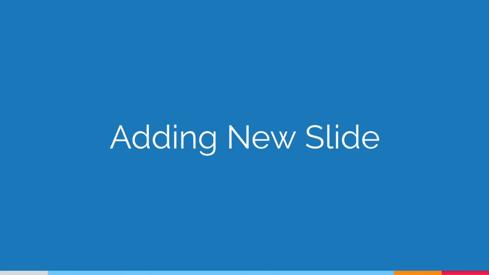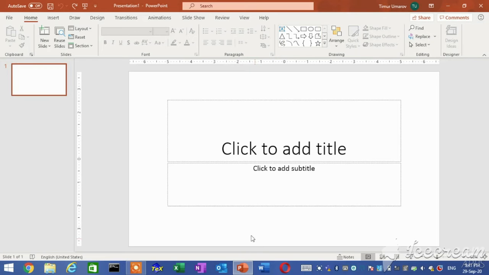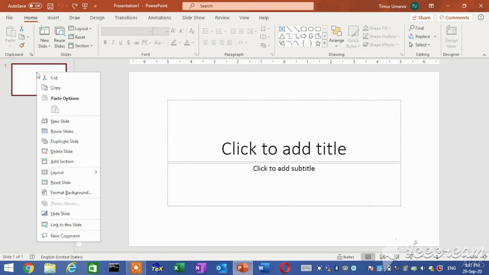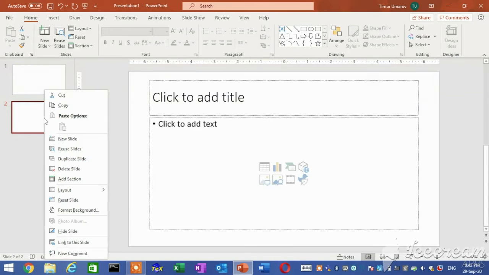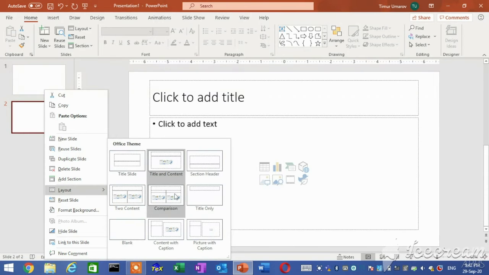Adding new slide. To add a new slide, right-click in the navigation pane under any existing slide and click on the New Slide option. As the new slide is created, you can change its layout. When we insert a new slide, it inherits the layout of its previous slide. To change layout, right-click on the newly inserted slide and go to the Layout option, where you can choose from the existing layout styles available to you.